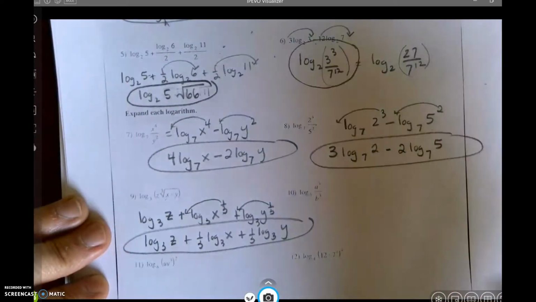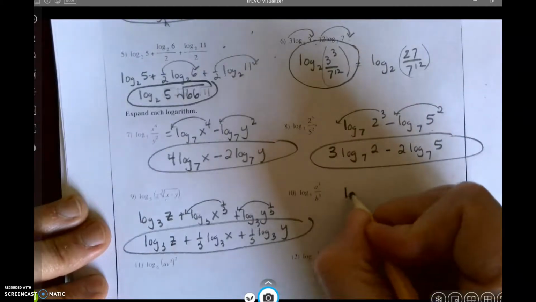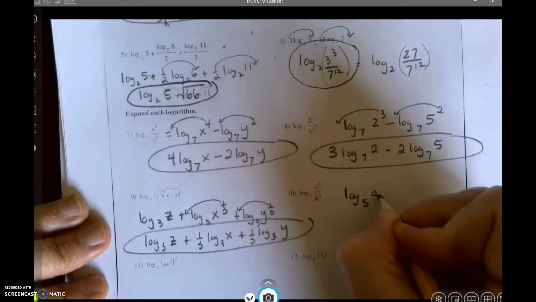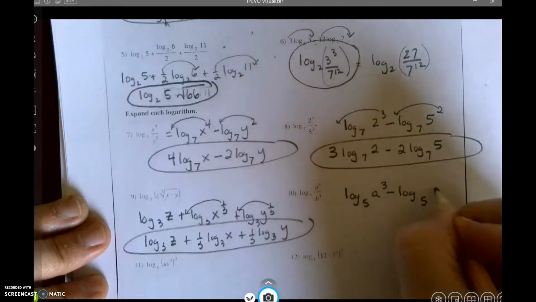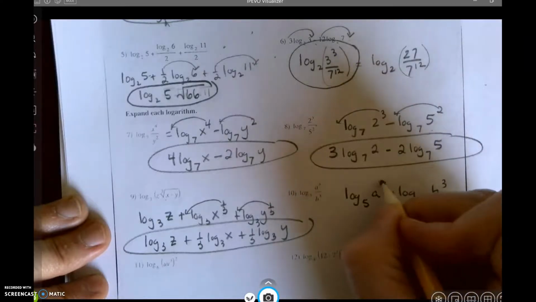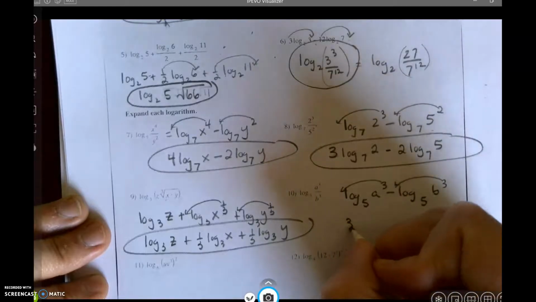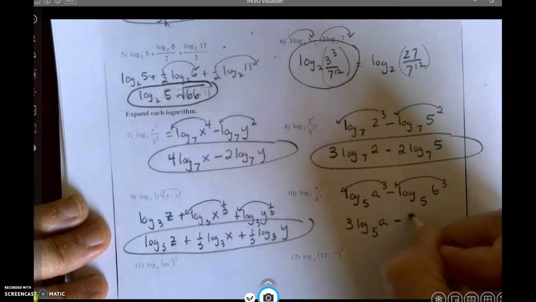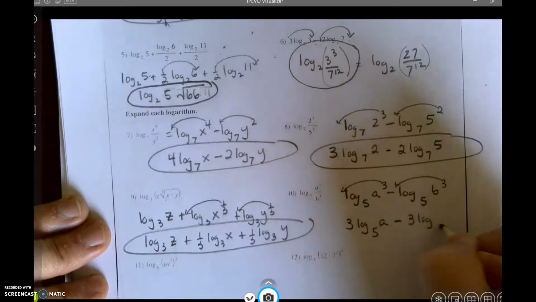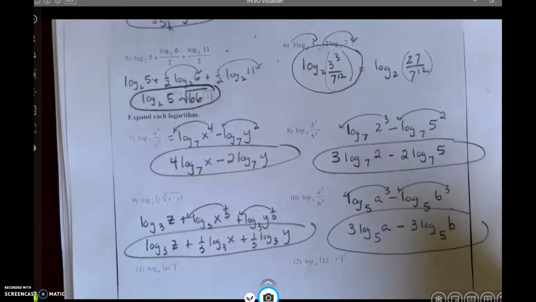Okay, the next one, number 10. Again, division is subtraction, so log base 5 of a cubed minus log base 5 of b cubed. Exponents move to the front. 3 log base 5 of a minus 3 log base 5 of b. Alright, last two, 11 and 12.